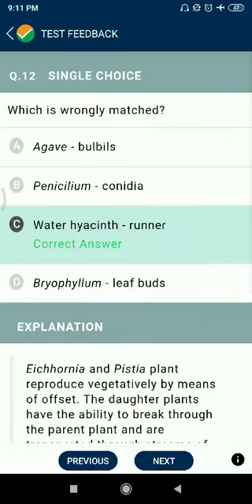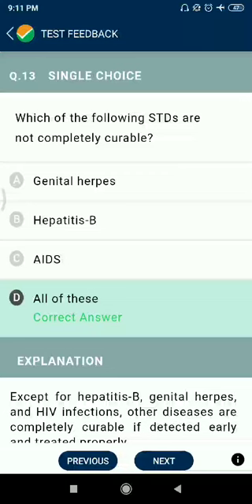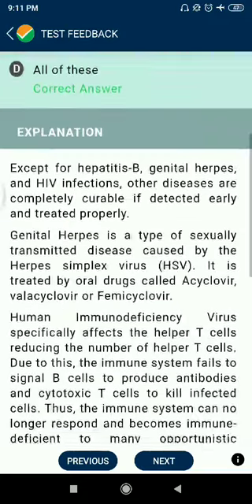Question number 12. Which is wrongly matched? Bulbils and Penicillium conidia, water hyacinth runners, no — offset, dry fleshy leaf buds. Question number 13. Which of the following sexually transmitted diseases are not completely curable? Genital herpes, hepatitis B, AIDS — all of these are not completely curable diseases.